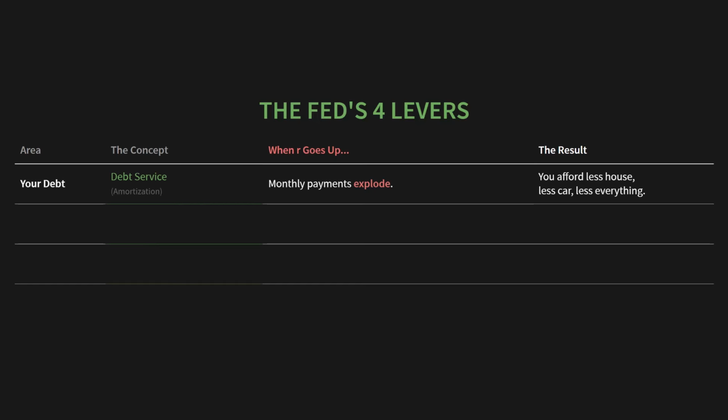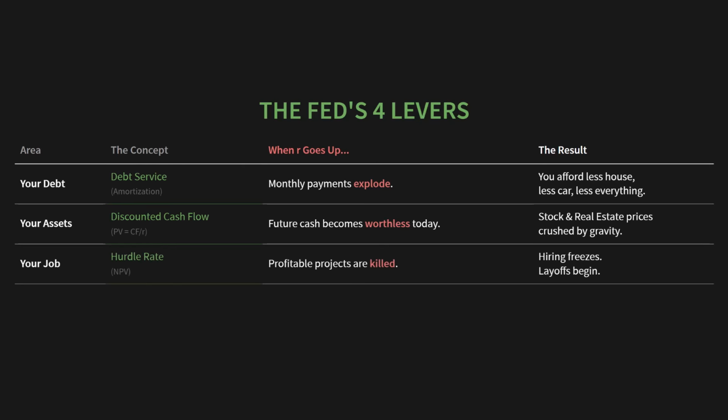Next area, your assets. The concept is discounted cash flow. PV equals CF divided by R. When rates go up, future cash becomes almost worthless today. The result is that stock and real estate prices get absolutely crushed by gravity. Next up, your job. The concept is the hurdle rate, that net present value calculation. When rates go up, projects that were once profitable are suddenly killed. They're just not worth the investment anymore. And the result? Hiring freezes. And then, layoffs begin.